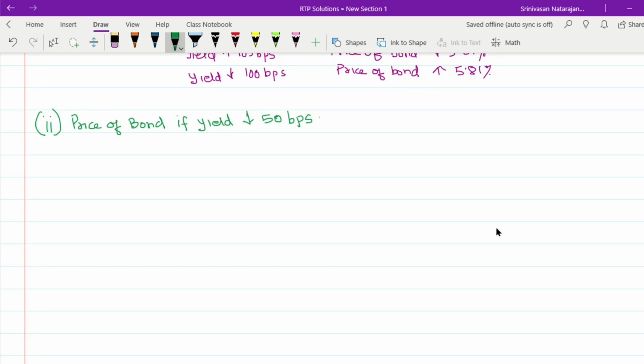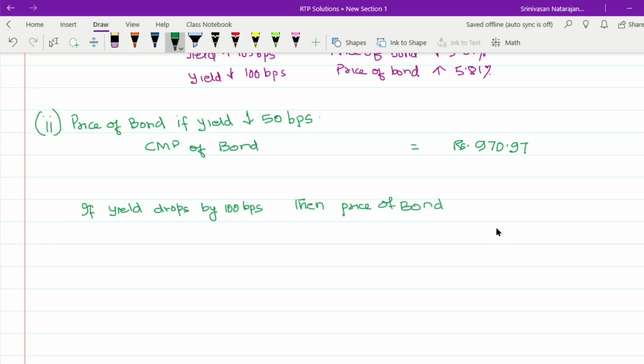Now see, we have already found the current market price of the bond. Now what was the current market price of the bond? Current market price of bond, we found it out as rupees 970.97, right? Then we found out the modified duration as 5.81%. So now let us put this modified duration to work. If yield drops by 100 basis points, then price of bond will increase by 5.81%.